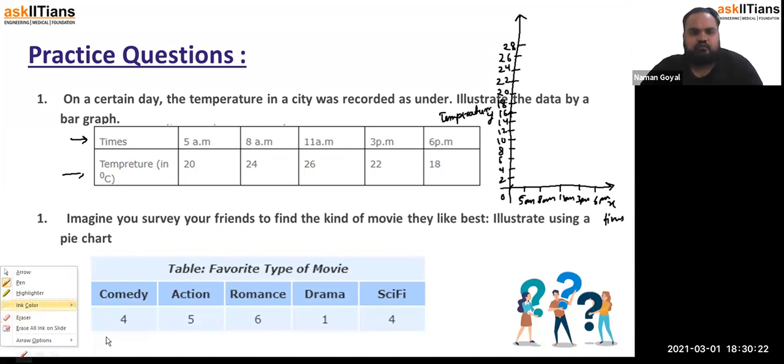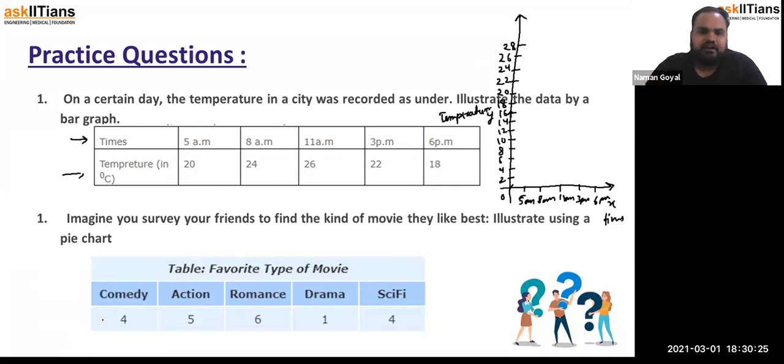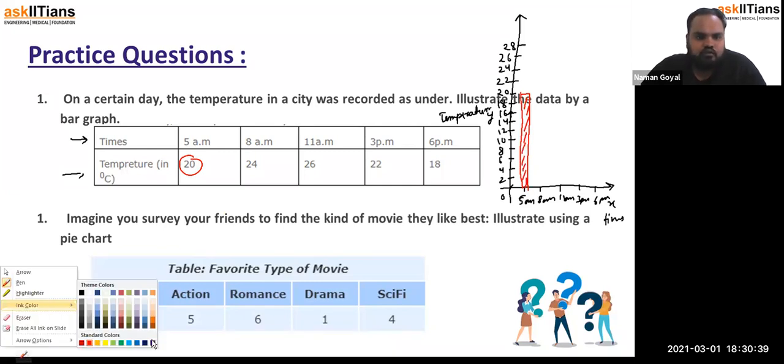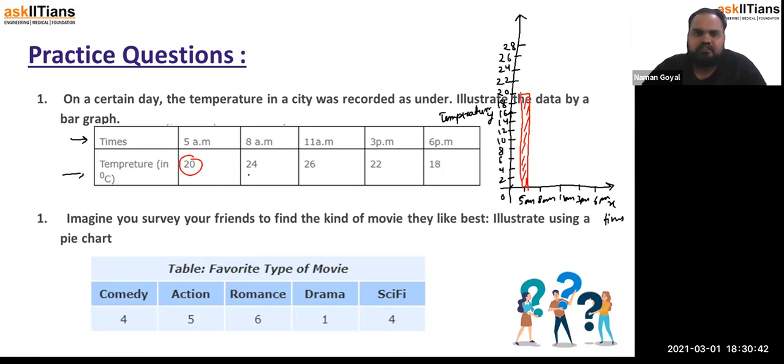Now listen, we have to draw bars. For 5 a.m. it is a bar of height 20, so we draw a bar of height 20 like this bar. Now for 8 a.m. it is 24 degrees centigrade, so we draw the bar till 24 like this. The width of all the bars must be equal. Next, for 11 it is 26, like this.